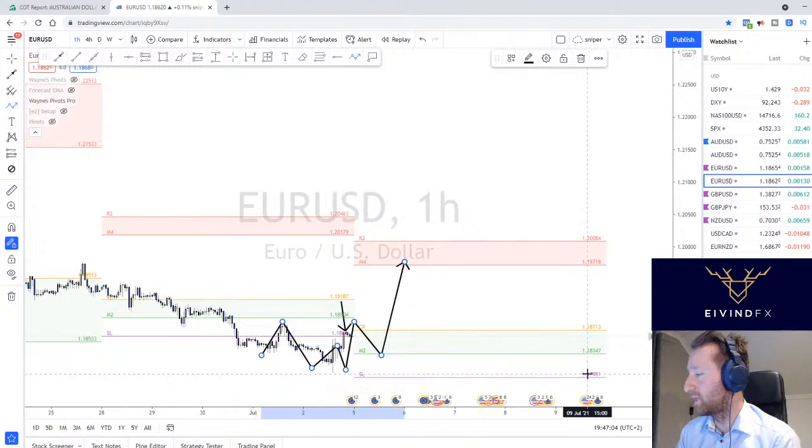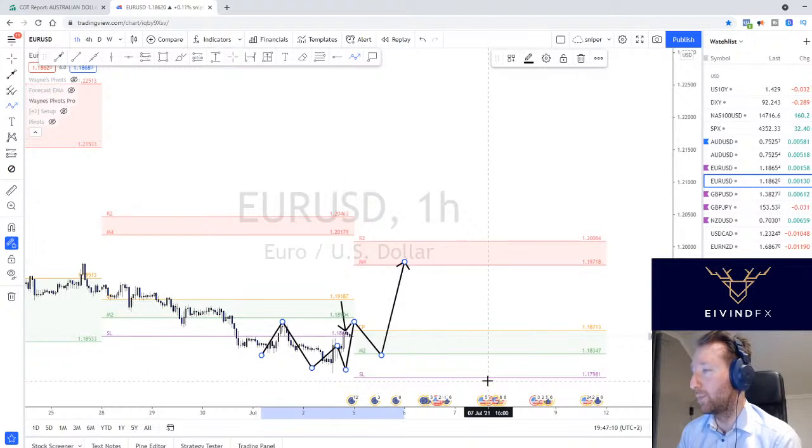If you then come down to 1798, you are then considered to take your stop loss. You should then be going out.